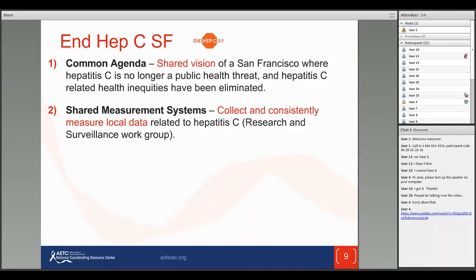Shared measurement systems: they consistently collect local data, not just the incidence, prevalence, and mortality rates related to Hep C, but also the social factors impacting Hep C treatment, engagement and care, such as stigma and poverty, all of the social conditions that also go hand in hand with our outcomes when we're talking about any type of public health outcome.